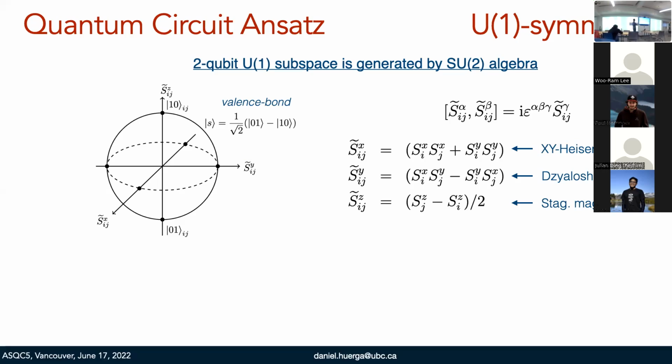And we can put this on a Bloch sphere very nicely and see that if we take a simple 10 state and entangle it by a pi-half rotation around the S tilde Y axis, we can efficiently generate this singlet or valence bond, which might be one of the building blocks of this valence bond solid phase.